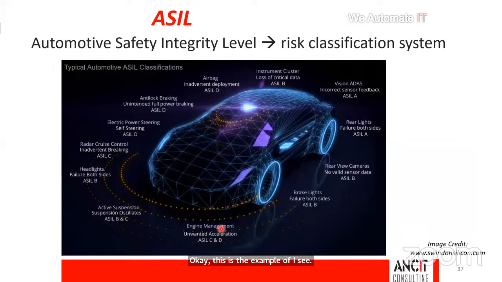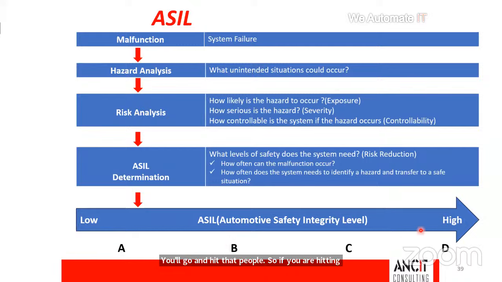Coming to the engine management system, if any damage or errors occur at the engine level, for example unwanted acceleration, as I said, right? You are first in line at the traffic signal, and you can see some people running across the zebra crossing. If your car does some unwanted acceleration, definitely you will go and hit those people, right? So what will the damage be? Very high, right? That is considered very high.